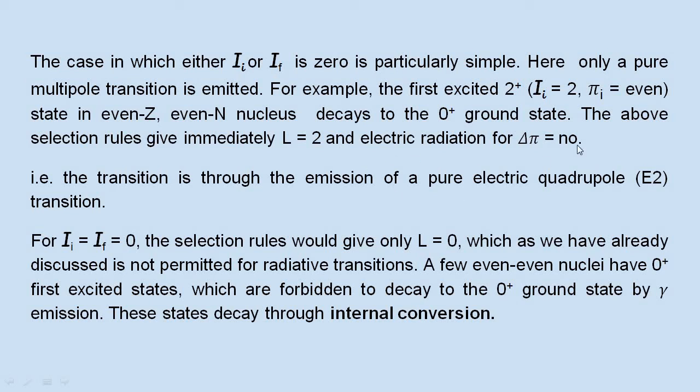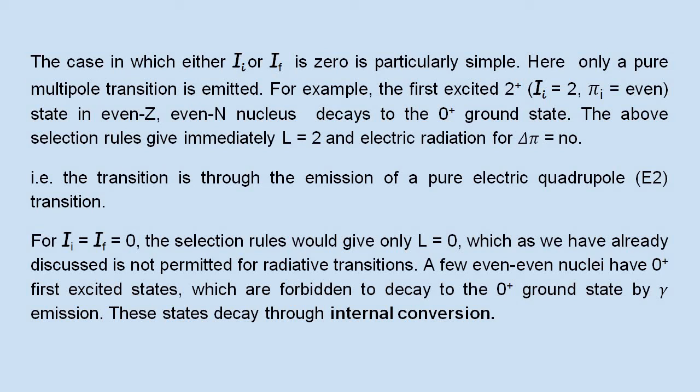Now we know the selection rule: minus 1 raised to L for electric and minus 1 raised to L plus 1 for magnetic. So here L is equal to 2. Minus 1 raised to 2 is plus 1, that means parity, no change. And for magnetic, minus 1 raised to 2 plus 1 is minus 1, so there is a change in parity.